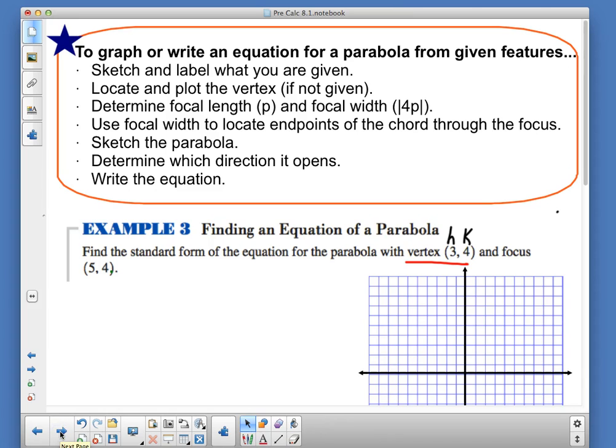To graph or write an equation for a parabola from given features, sketch and label what you were given, and locate and plot the vertex if it's not given. Determine the focal length p and the focal width, the absolute value of 4p. That's in the standard equation, the 4py or 4px, it's there. Use the focal width to locate the endpoints of the chords through the focus. Sketch the parabola, determine which direction it opens, and write the equation. By the time you're sketching, I'm really hoping you've determined which direction it's opening. In fact, that's one of the top things you should be looking at. So let's look at this.